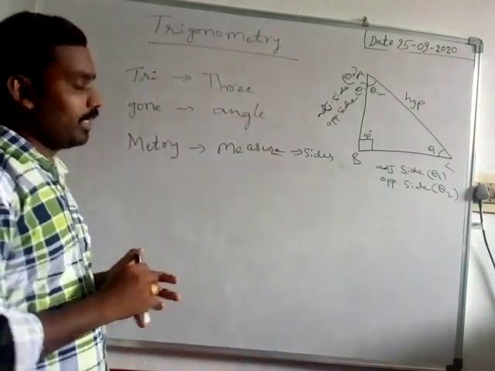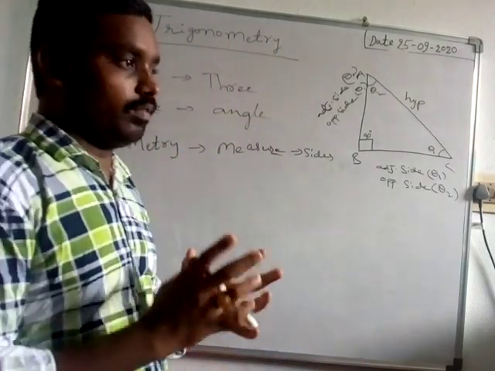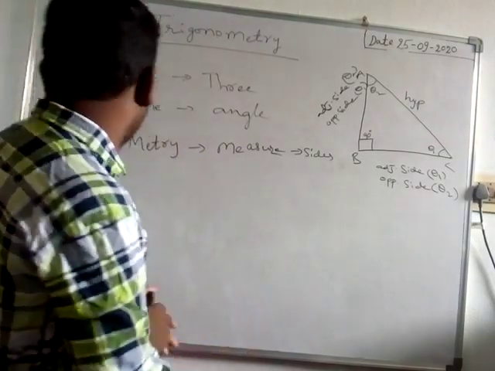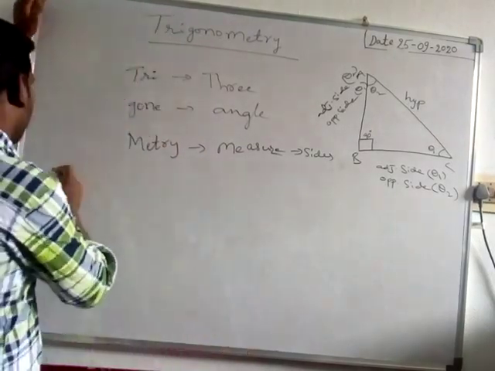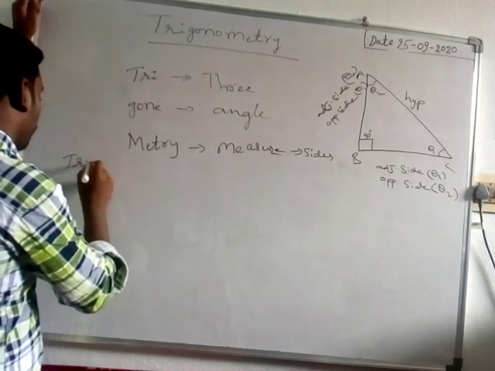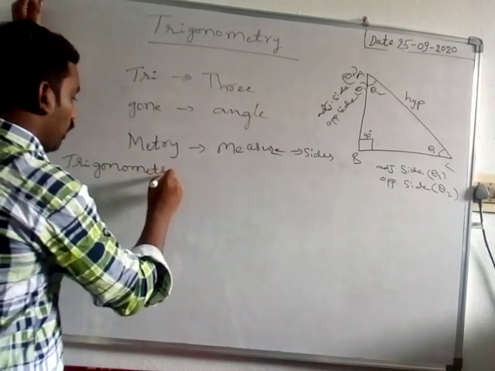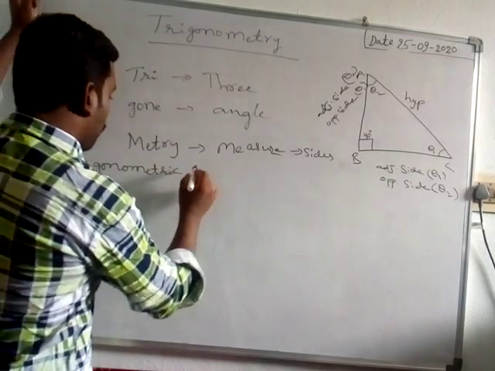Here, how many trigonometric ratios are there? The 6 main pillars of trigonometry are the trigonometric ratios. Here we have 6 trigonometric ratios.